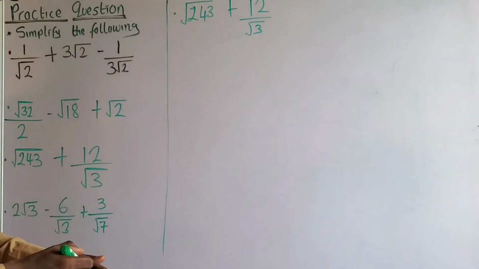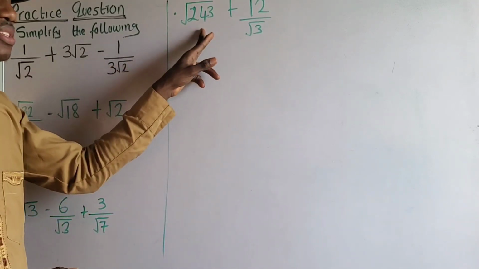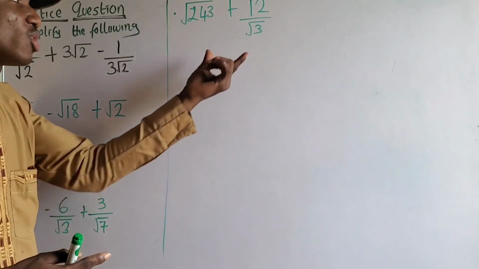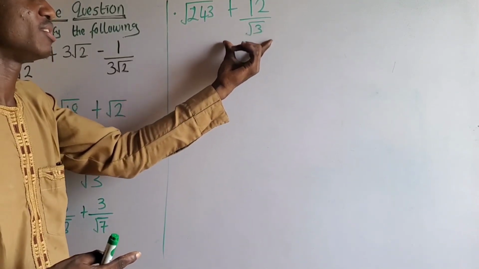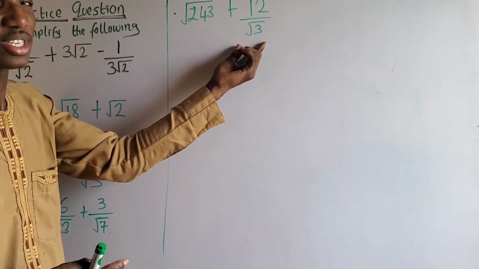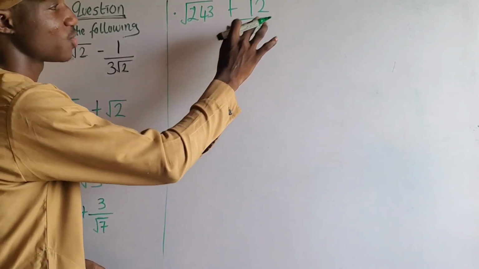Now, look at what we have here. We have an irrational part. So, in an attempt to make this more simple, just make sure that you rationalize this fraction. Why? The reason is because we have root 3 at the denominator. Do you get what I'm trying to say? So, let us first rationalize 12 over root 3.